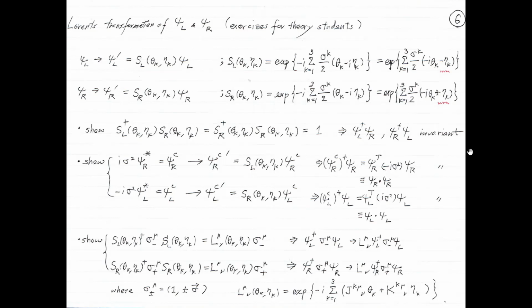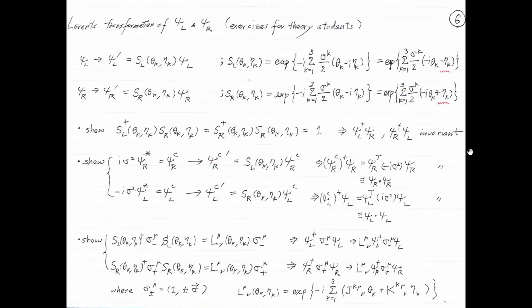And then for students, this is the hardest homework: S_L dagger sigma mu S_L, where sigma mu is a chiral sigma matrix, and this transforms as a Lorentz vector. This also transforms as a Lorentz vector. Because of this, this transforms as a Lorentz vector. This was done by Dirac, but when I was a student, I couldn't really follow all of what Dirac did.